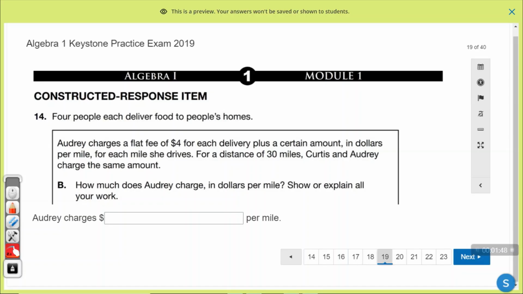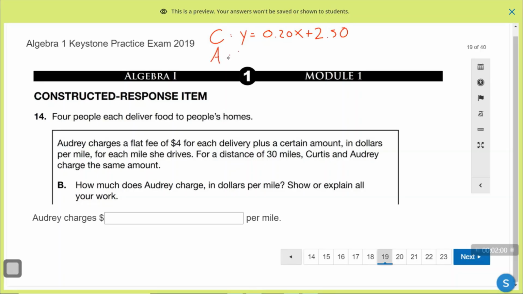All right, well, first off, let's remind ourselves what Curtis is doing. I'm going to say Curtis here. He was 20 cents per mile plus $2.50. And Audrey here would be y equals an unknown amount, we'll say mx, plus she has an initial rate of $4. And we're saying that when x equals 30, then the y's will equal each other.